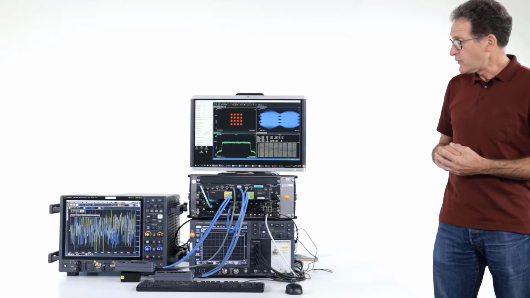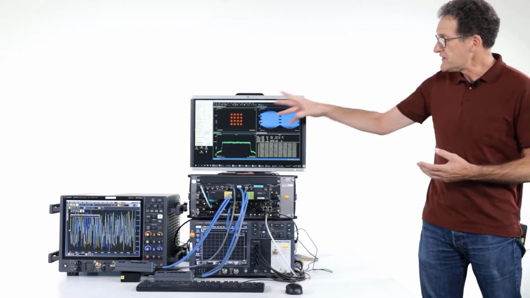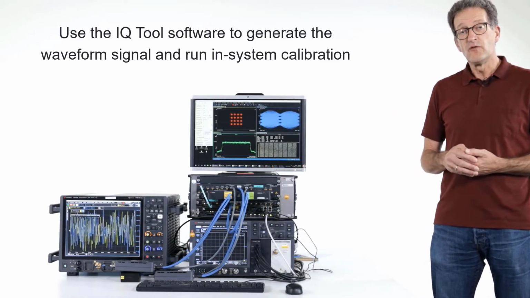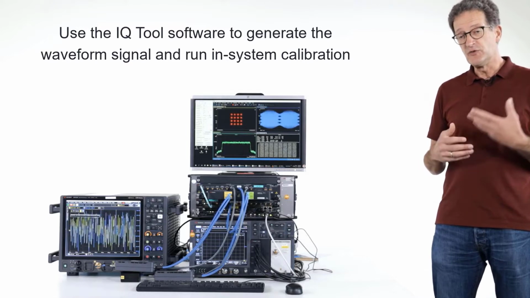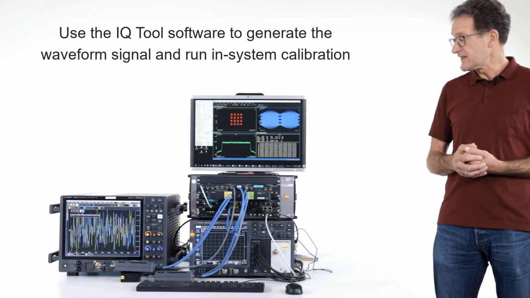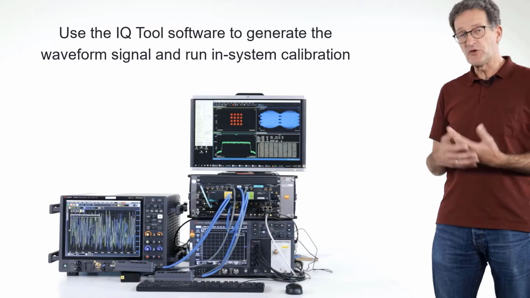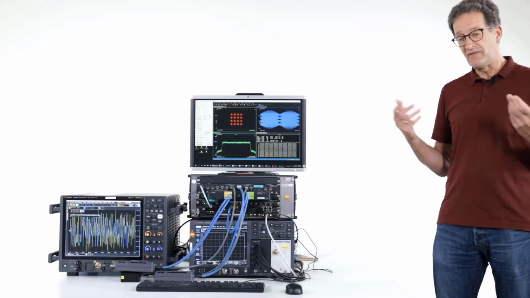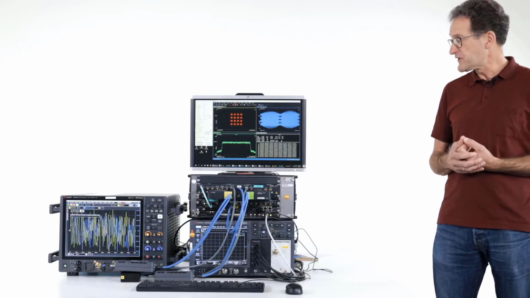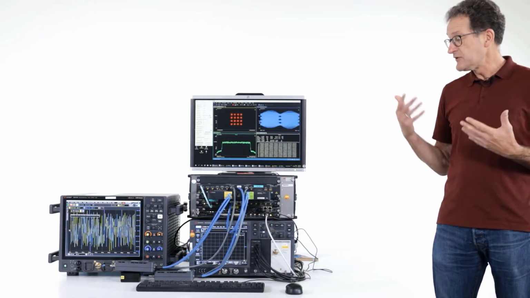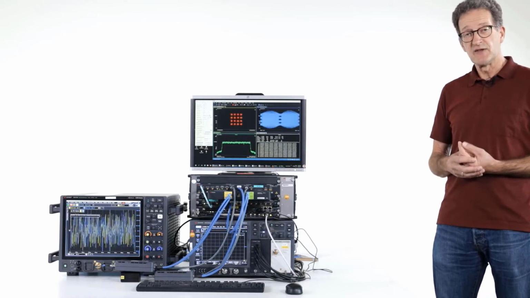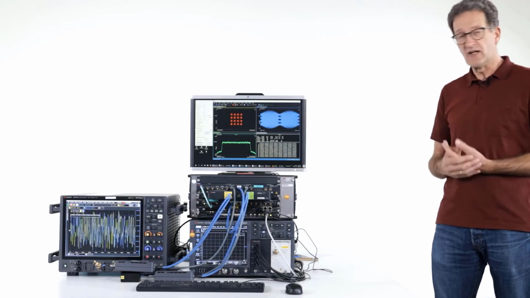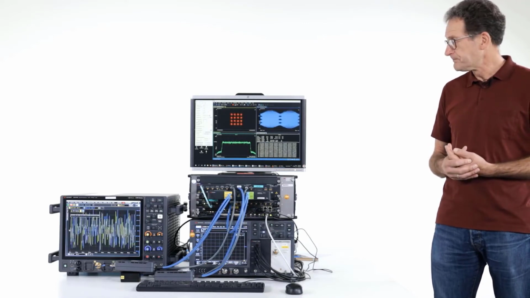In terms of software, we are using the IQ Tools software on the generation side to both generate the waveform signals for the AWG and also to run what we call an in-system calibration to evaluate the frequency and phase response of the system and pre-distort the signals accordingly so that we can optimize the signal.